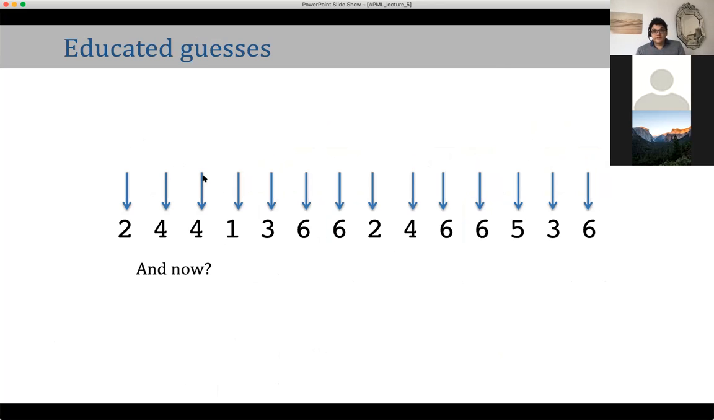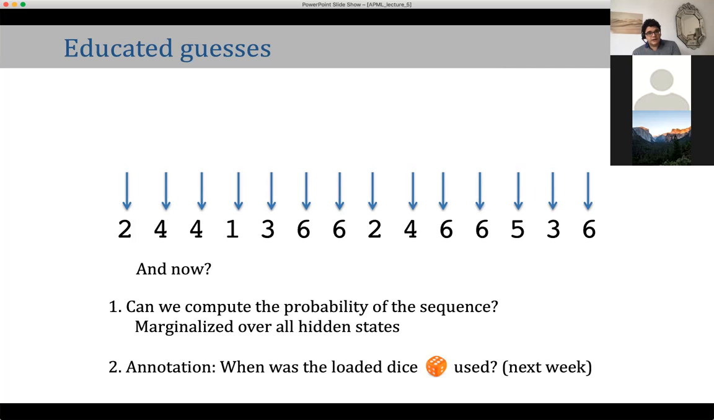So the first question we can ask now: I observe this sequence, and I know that I have this hidden Markov process behind. We generated the sequence. Can we first compute the probability of a sequence, no matter what are the hidden states we have behind? So we want to marginalize, we want to sum over all possible hidden state allocations. So how can we compute this probability? This is what we will do today.